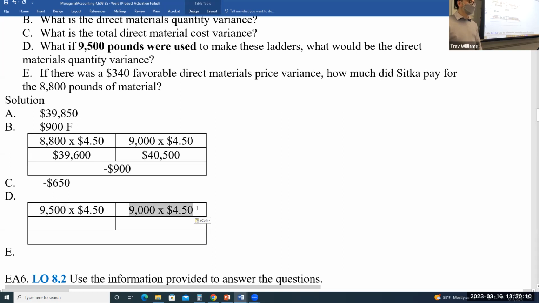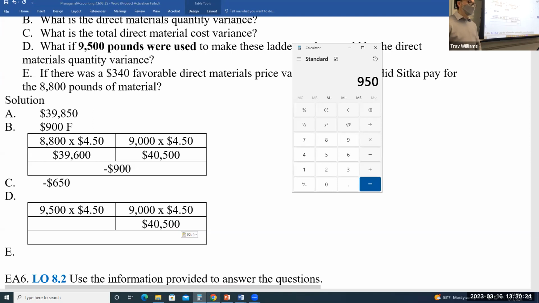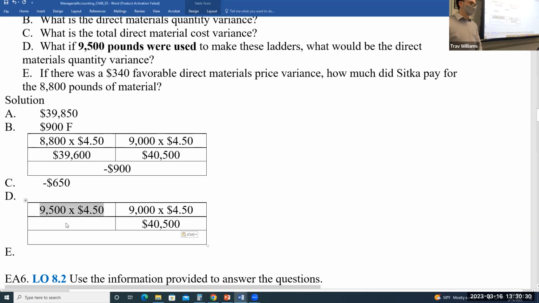And this was standard quantity and standard price. So those stay the same, which means that this total is the same. And so now we have to recalculate the total on this side. 9,500 pounds times the standard price would give us 42,750.